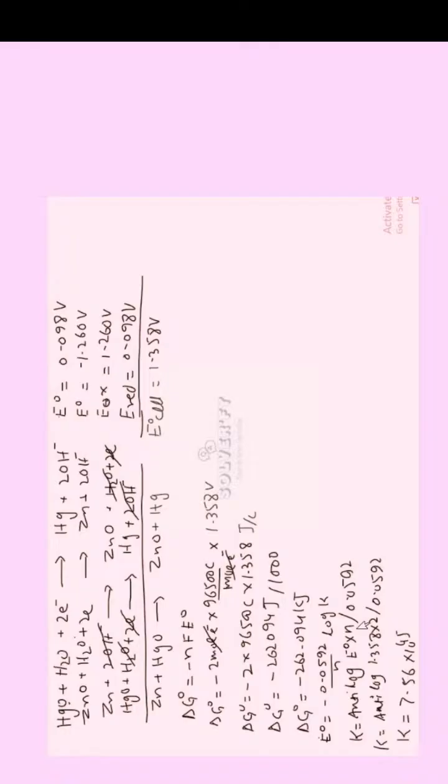Now to calculate the E of the cell when sodium hydroxide is added to both the compartments, E cell is equal to E naught minus 0.0592 divided by n into log of Q, or K. So E cell is equal to E naught, 1.358 volt, minus 0.0592, where n is equal to 2, and log of K is equal to log of 7.56 into 10 raised to the power 45.